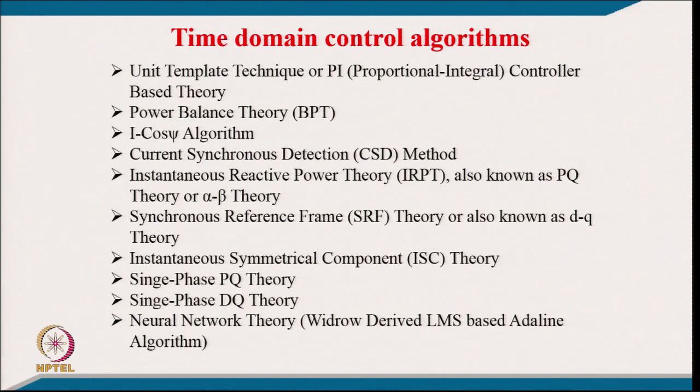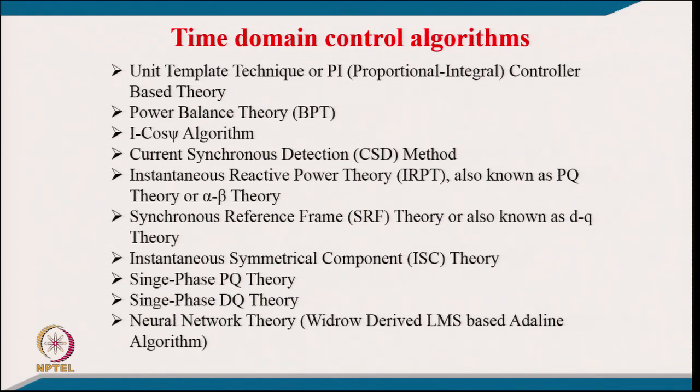One is the time domain control algorithms. We do all estimation only on the basis of time, and typically we sense the signal and calculate instantaneously, which we call time domain. Here we have a plenty of control techniques: unit template or proportional integral control based theory, power balance theory, then Cos Phi algorithm, the current synchronous detection method, instantaneous reactive power theory, also known as PQ theory or alpha-beta theory, which is based on the Clarke transformation. Then we go to synchronous reference frame theory, which is also known as DQ theory and is based on the Park transformation.